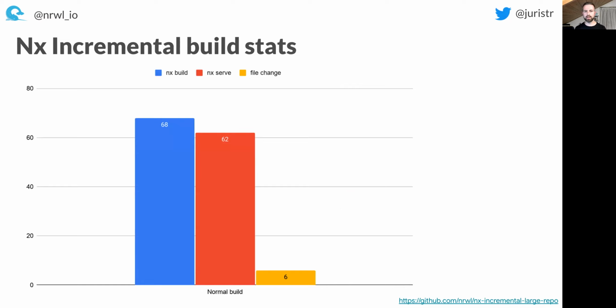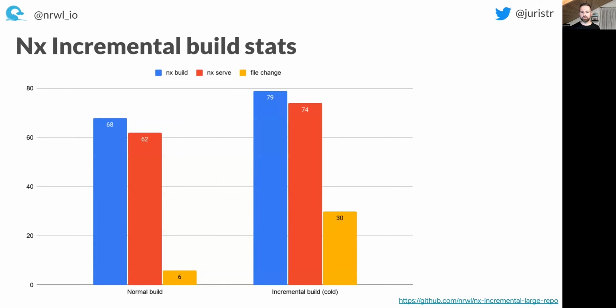And so the blue one basically tells you the time that is needed in a large repository to just build an application. And so here we are around 68 seconds. A serve is similar. It is a bit more optimized because it doesn't do that much probably. So it's 62 seconds. And the file change is pretty acceptable in this example repository which we created. So it's around 6 seconds.